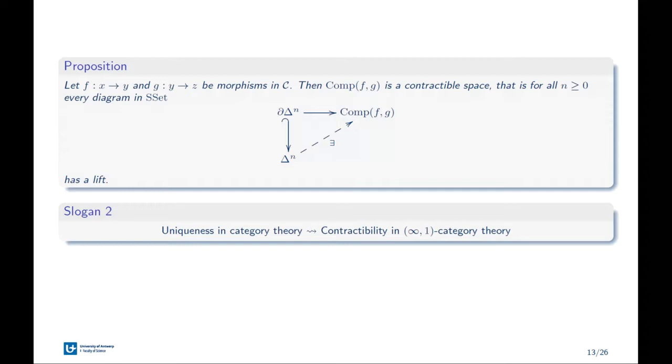This brings us to the second slogan of today, which is that uniqueness in ordinary category theory is replaced by contractibility in infinity category theory. Or in other words, equality is replaced by homotopy equivalence. Everything is only considered up to homotopy equivalence. Right, so you can really see the interplay of category theory and homotopy theory coming together.